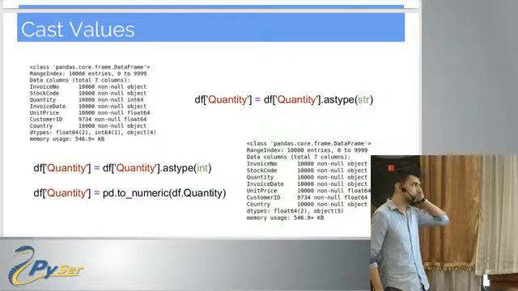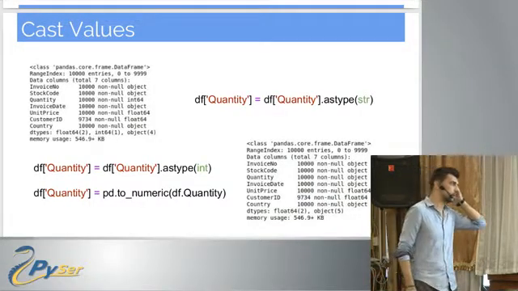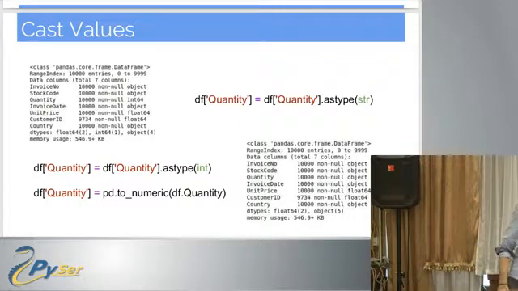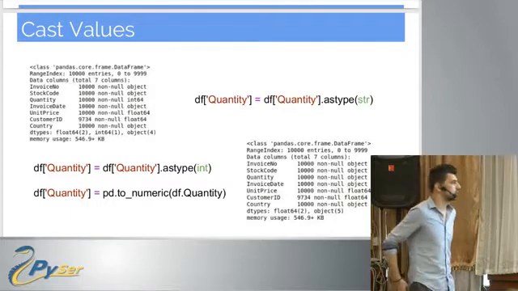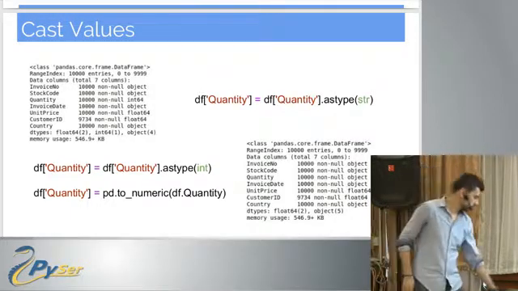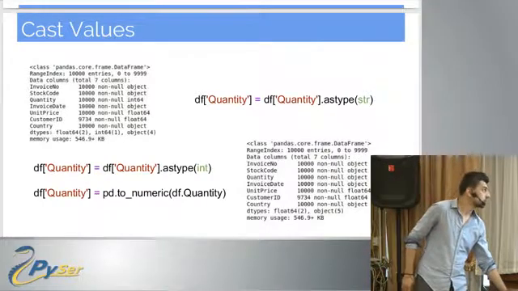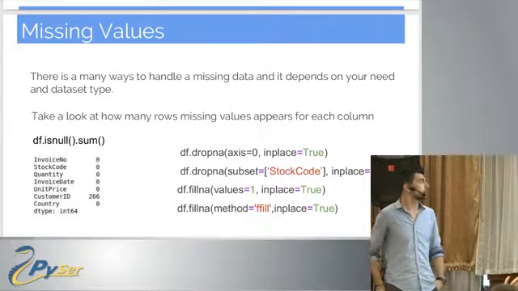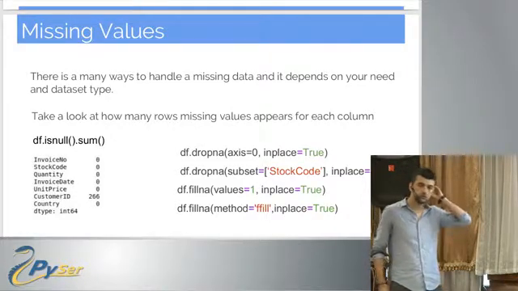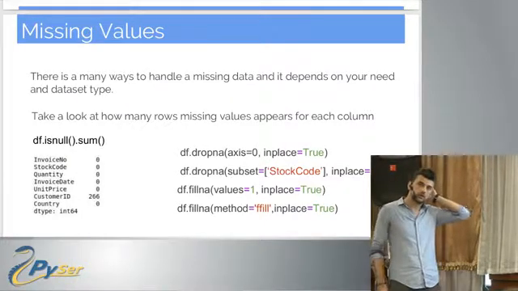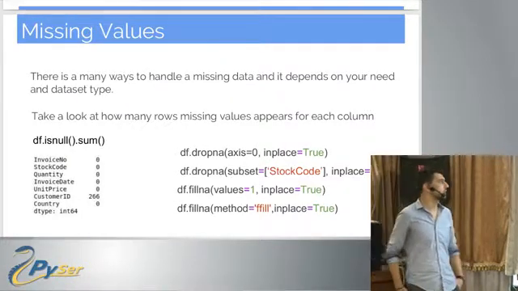Just to return to this, you can see all columns have a total of 10,000 values, except customer ID. It has a little fewer, so there are missing values. So it is very important to handle missing values. And the way you are going to handle missing values depends on your data set and what you want to get from your data set.